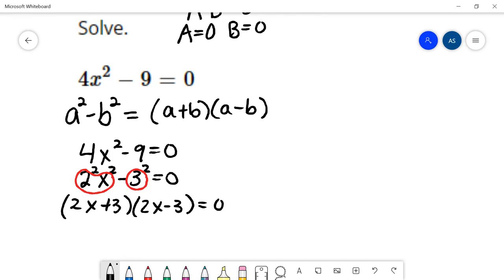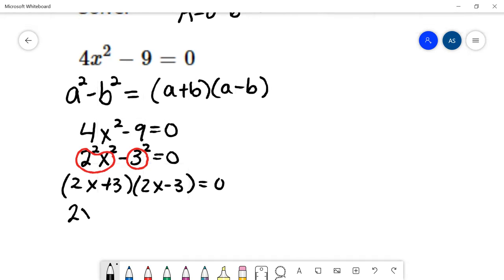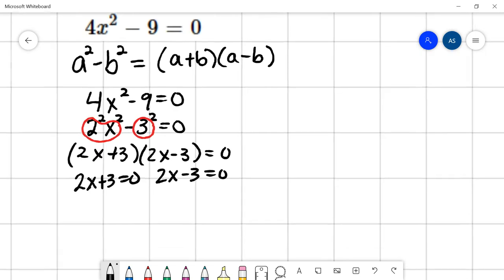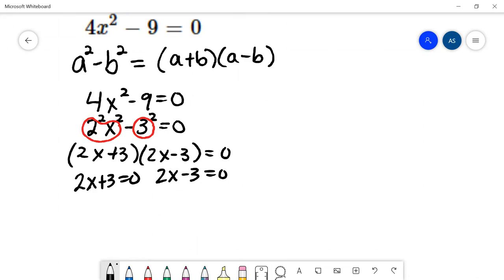Then once I have it factored, I'm going to set each factor equal to 0. 2x plus 3 equals 0. 2x minus 3 equals 0. And we solve, getting the variable by itself. I'm going to subtract 3. 2x equals negative 3. Divide by 2. X is equal to negative 3 over 2.